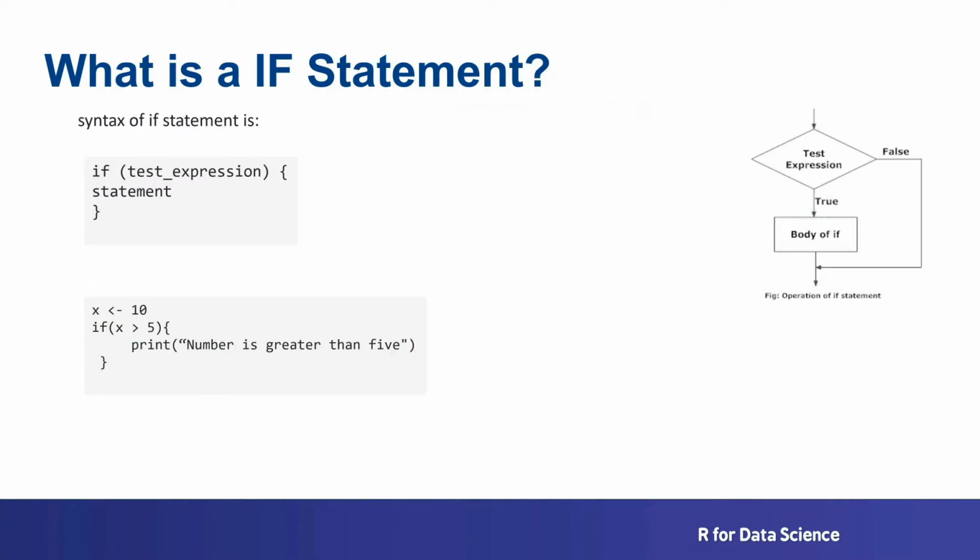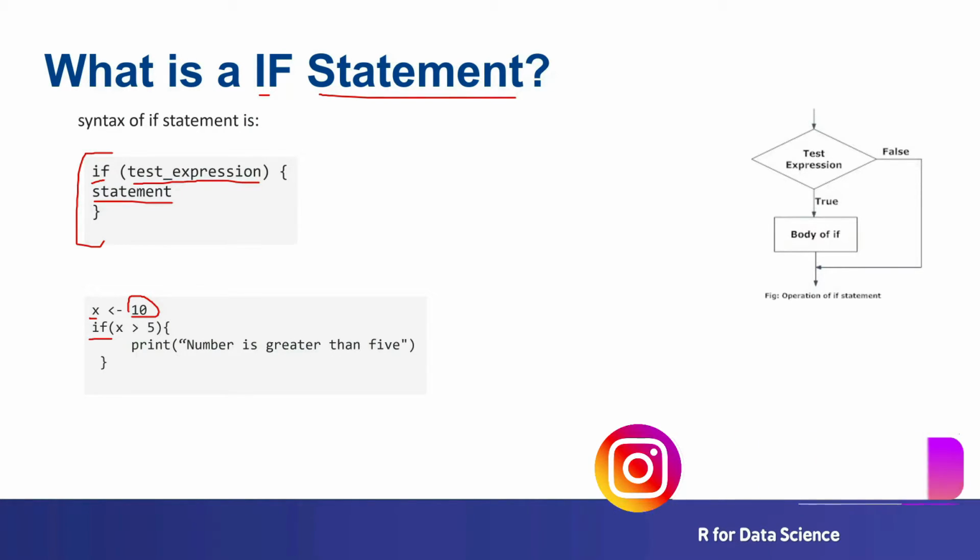How? Let's see. The first one we have is the if statement. And the syntax of an if statement is like this. You write if, and then you open parentheses, you write the expression that you want, and then you write the statement. Okay, here I'm saying that the x value is 10. If the value of x is greater than 5, I want you to print "number is greater than 5". That's it.